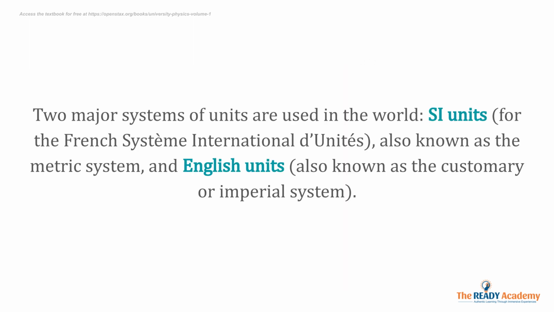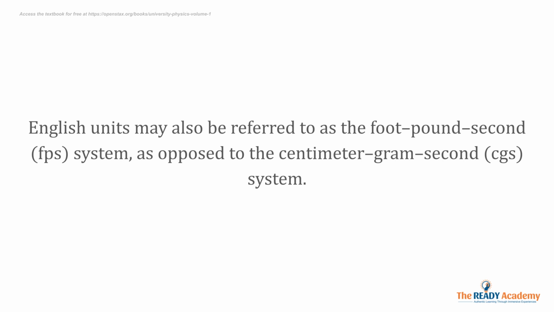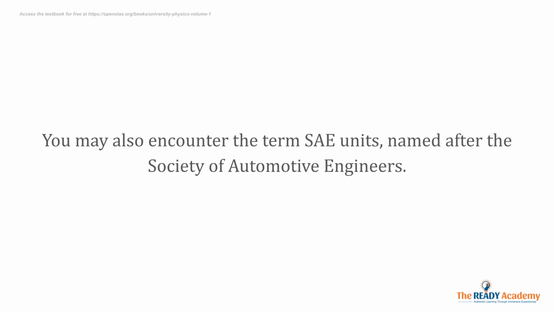2 major systems of units are used in the world. SI units, for the French Système International d'Unités, also known as the metric system, and English units, also known as the customary or imperial system. English units were historically used in nations once ruled by the British Empire, and are still widely used in the United States. English units may also be referred to as the foot-pound-second, or FPS, system, as opposed to the centimeter-gram-second, or CGS, system.